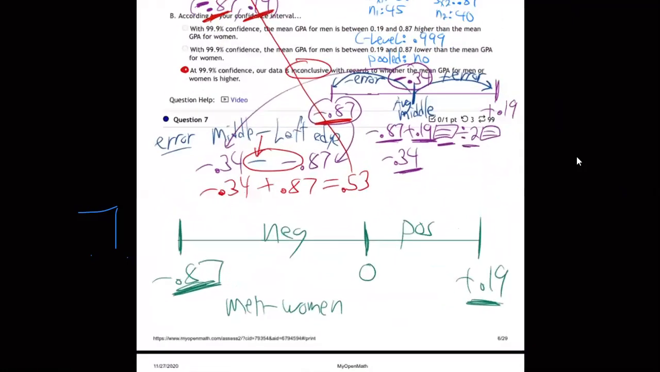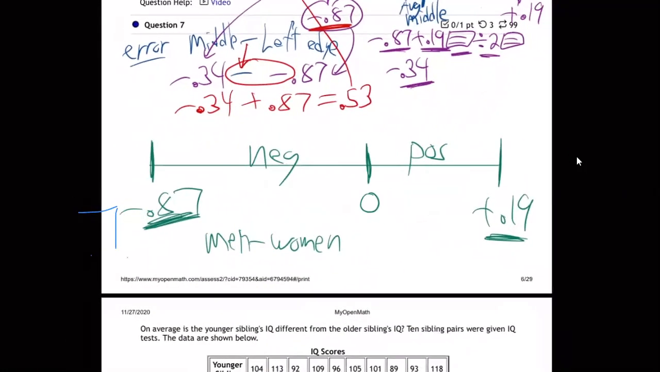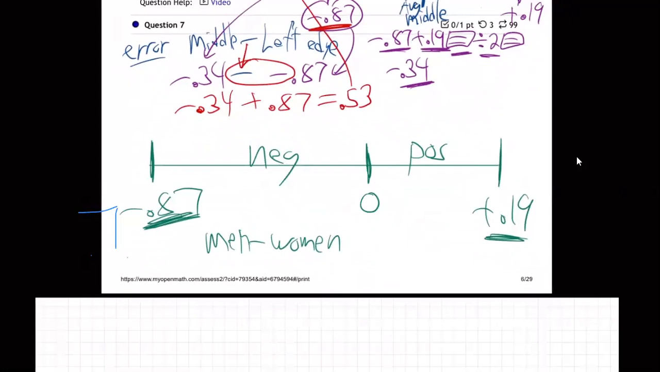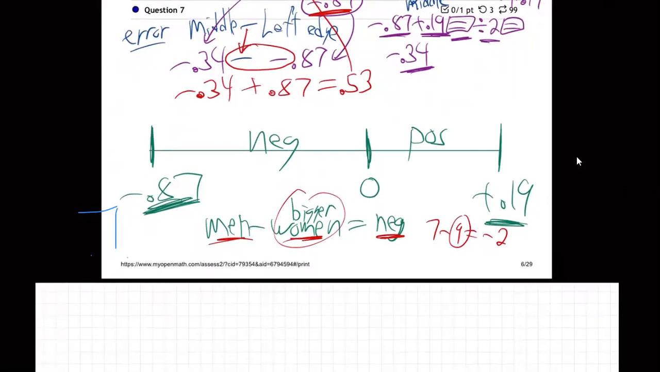If this is really confusing for you, what you need to be a little more clear on is what it means when you subtract two numbers and you get a negative answer. If you subtract these two and you get a negative answer, that means the second number is bigger, right? That's the only way to subtract two numbers and get a negative answer. Like if I go 7 minus 9, I get -2 because the second number is bigger, right? So if I subtract men and women and get negative, that means the second number is bigger. And I could get a negative answer. That's a possibility. We're saying the answer could go anywhere from negative 0.87 to positive 0.19.